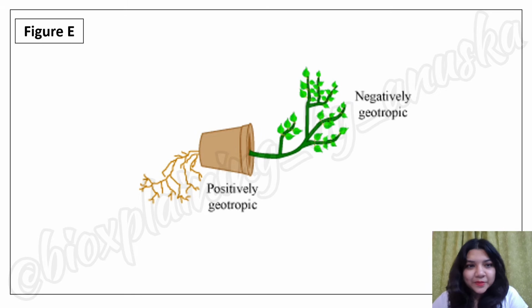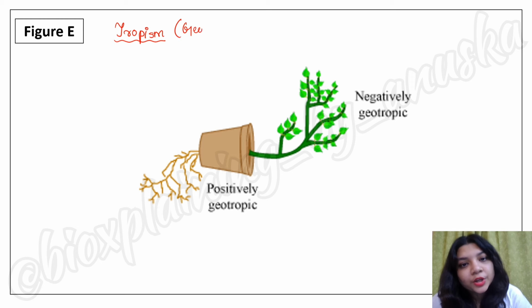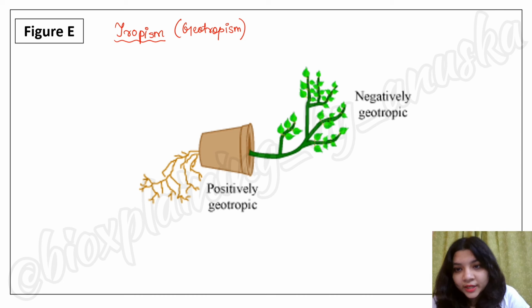Okay, so this is very simple na. What is this showing you? This is showing you tropism. What kind of tropism? Specifically showing you geotropism. What is it showing? Number one is negatively geotropic.